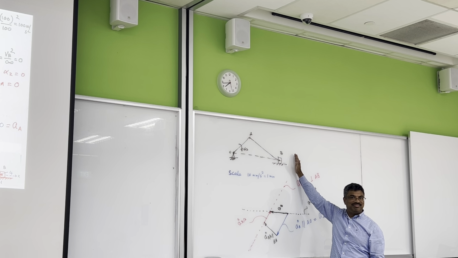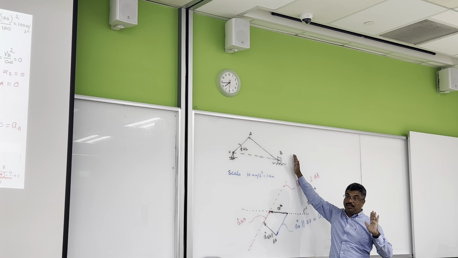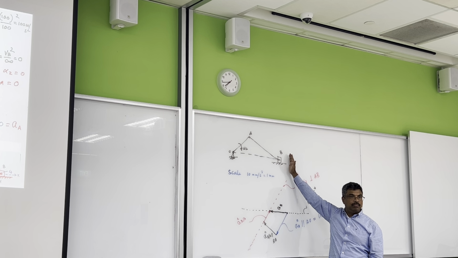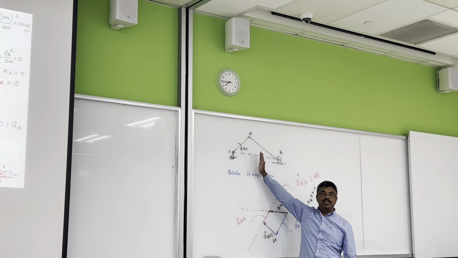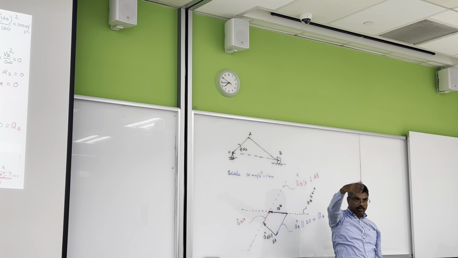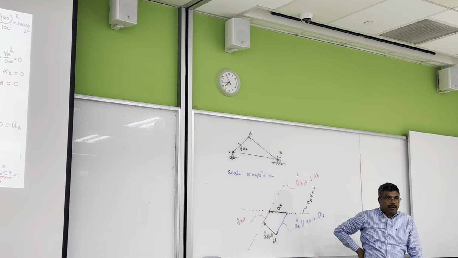Correct? Look very carefully. The extreme right, we call top dead center, or in our case, horizontal dead center to the right, and horizontal dead center to the left. Clear to everyone? In a normal car engine case, we say top dead center, bottom dead center.